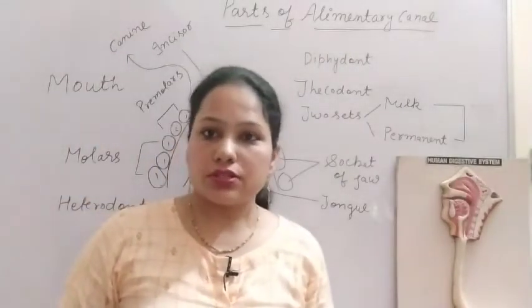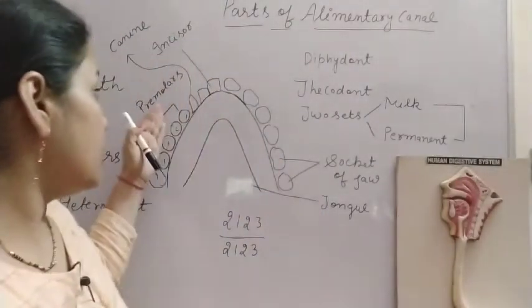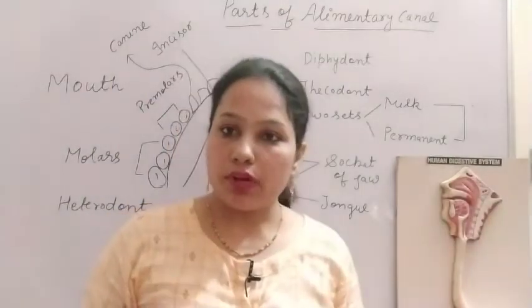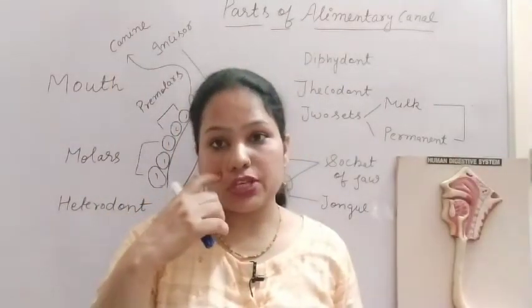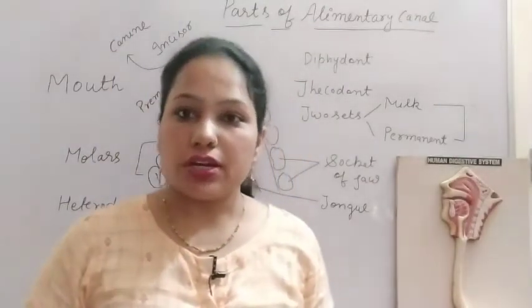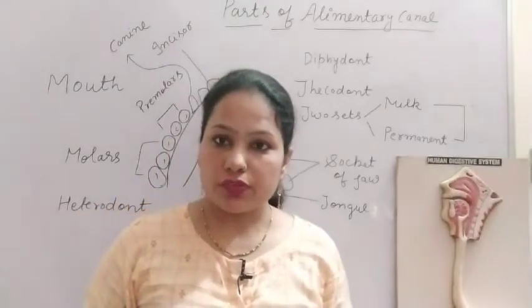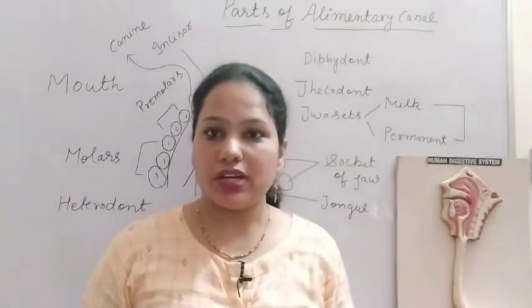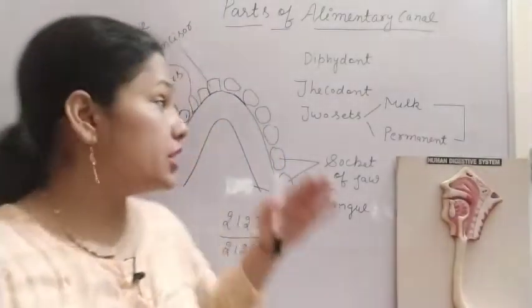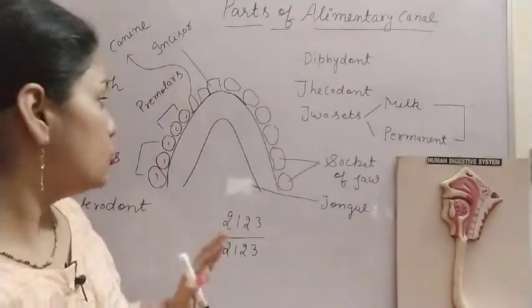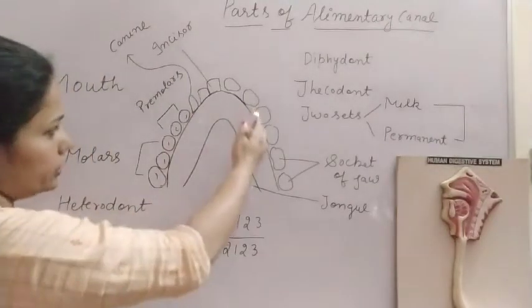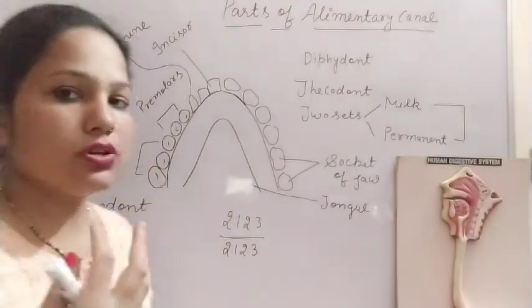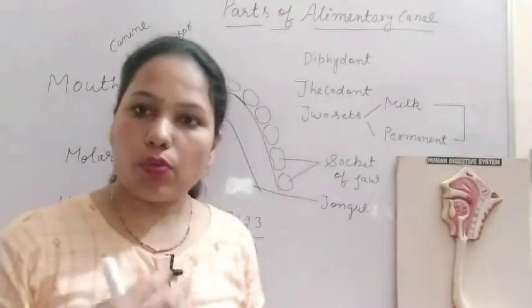And these teeth, like the canine, are more developed in case of dogs and cats, and in case of elephant you have seen the tusk of the elephant. That tusk of the elephant is nothing but the incisor of the elephant. So there are different types of teeth present in our socket of the jawbone.